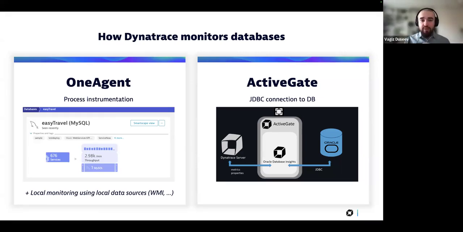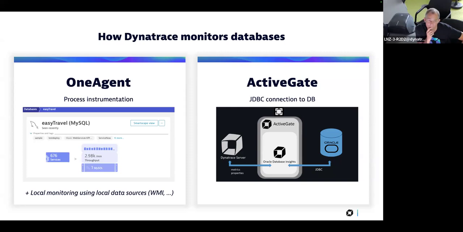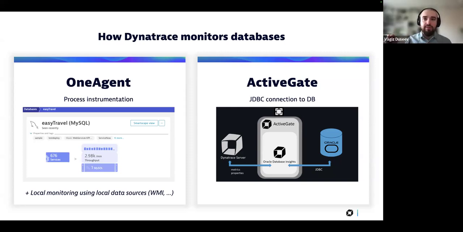On the other hand, we are also able to do it from ActiveGate. That's a different approach. We are actually connecting from the ActiveGate to the remote database, and we are executing SQL queries on that database to get all kinds of data: performance data, job data, maybe even some business data, depending on your needs. And then that data gets ingested into Dynatrace by ActiveGate.